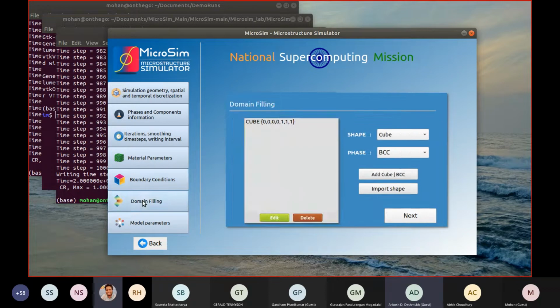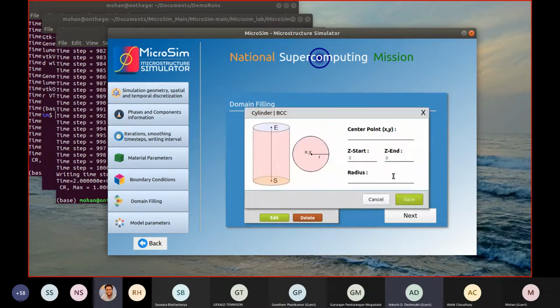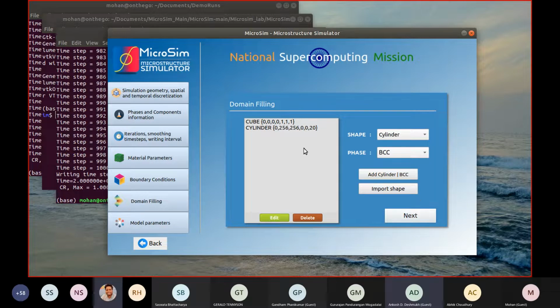So let us check one thing. Yeah, domain filling was done with a cube, which we would like to make spherical, and the seed has a cylinder option over here. The center point, I think this was given 512, I'm going to give it 256, and the radius around 20 grid units. Save, and I'm going to delete this.